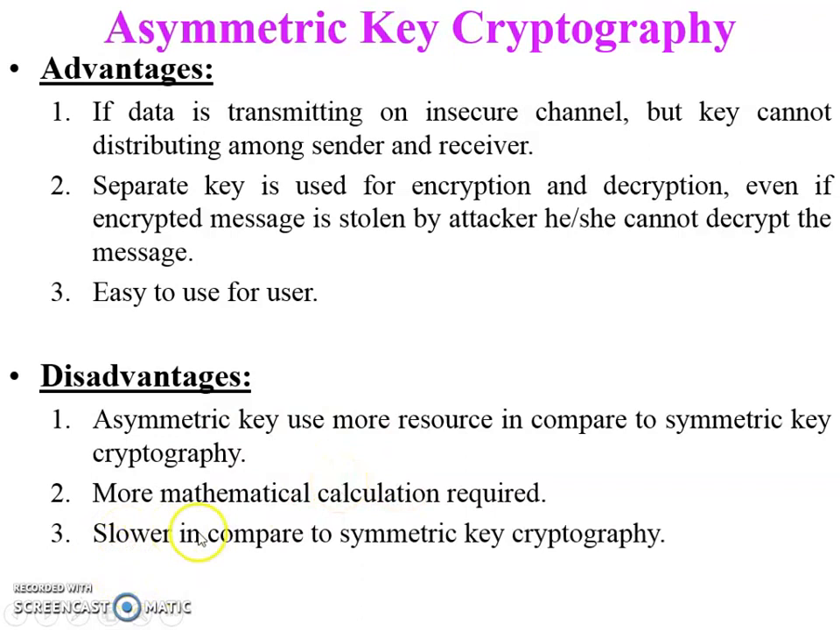Now, advantages and disadvantages of asymmetric key cryptography. First, if data is transmitted on an insecure channel but the key does not need to be distributed between the sender and receiver, and a hacker or attacker captures the message from the insecure channel, they cannot decrypt the message. A separate key is used for encryption and decryption. Even if the encrypted message is stolen by an attacker, he or she cannot decrypt the message easily. Easy to use for the user.